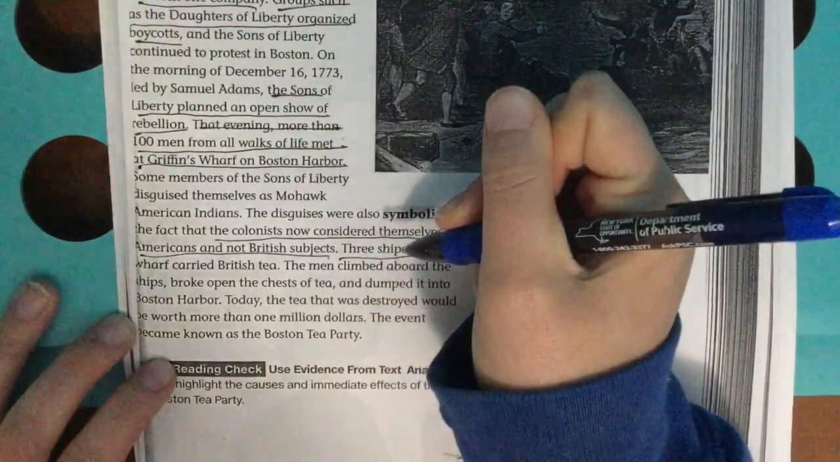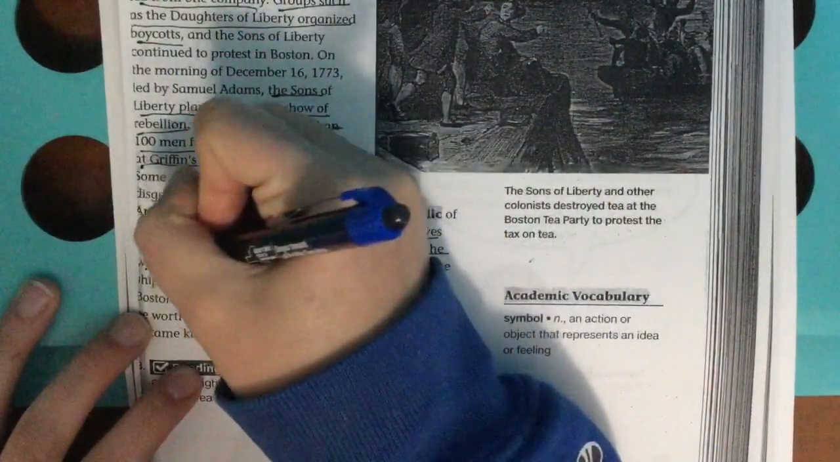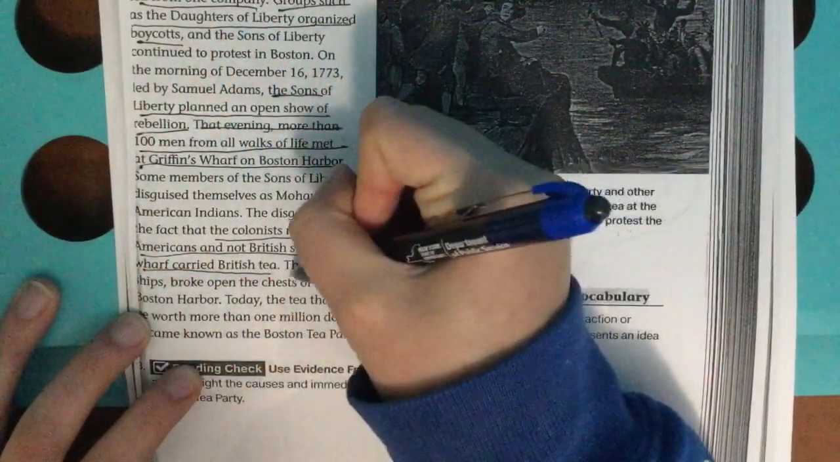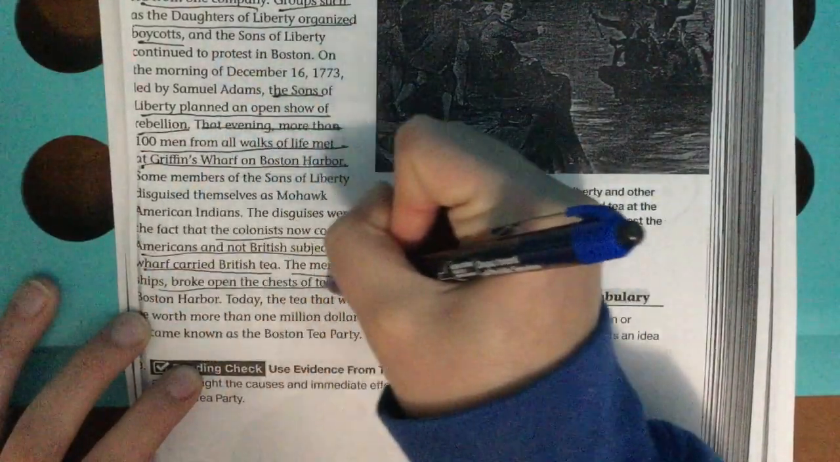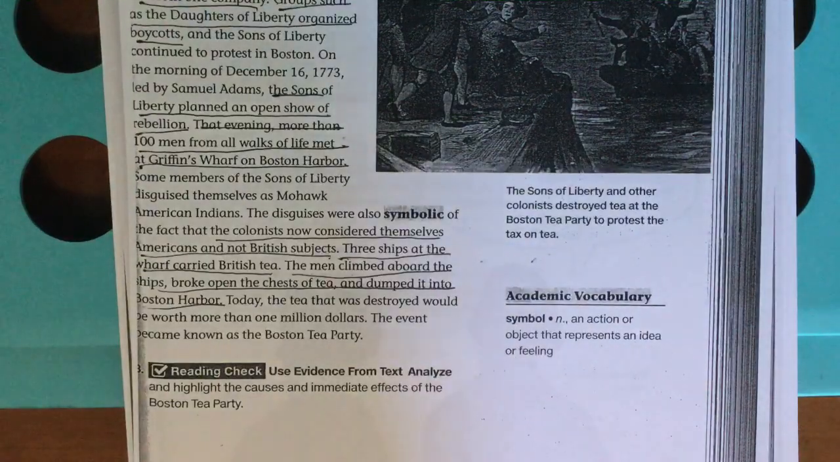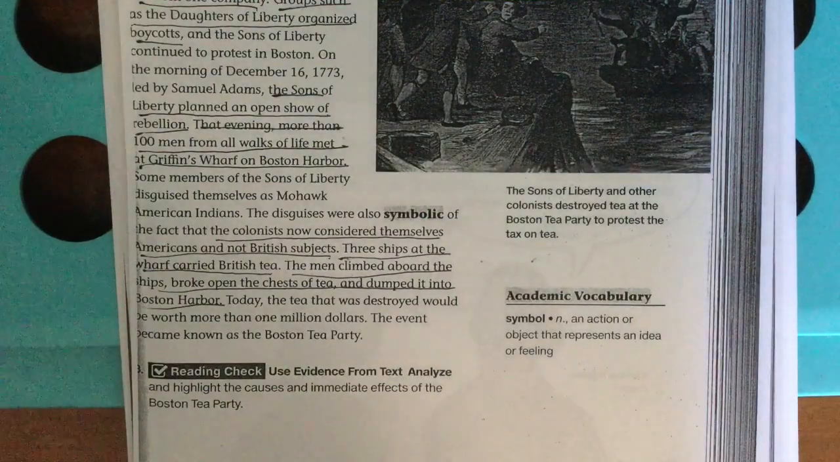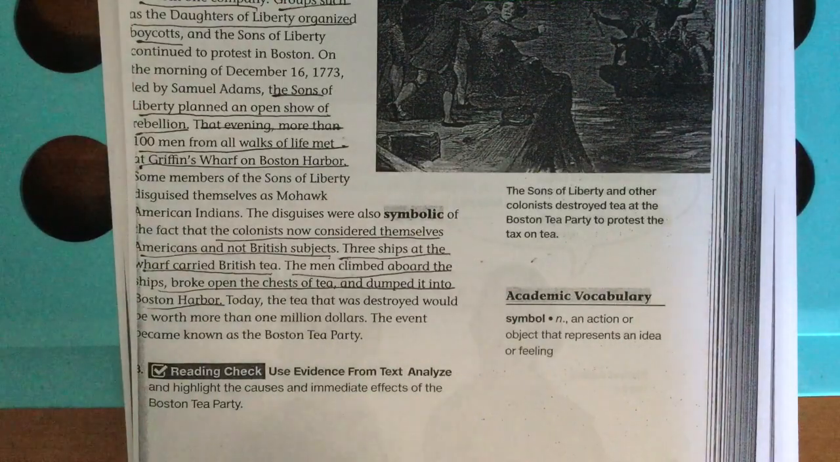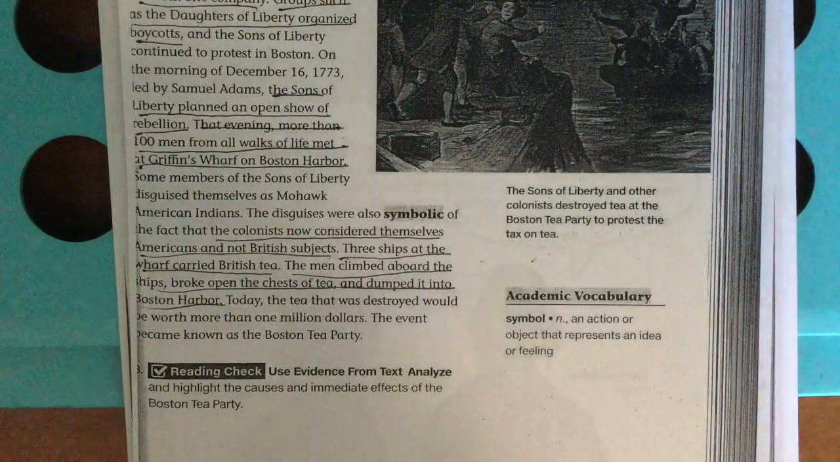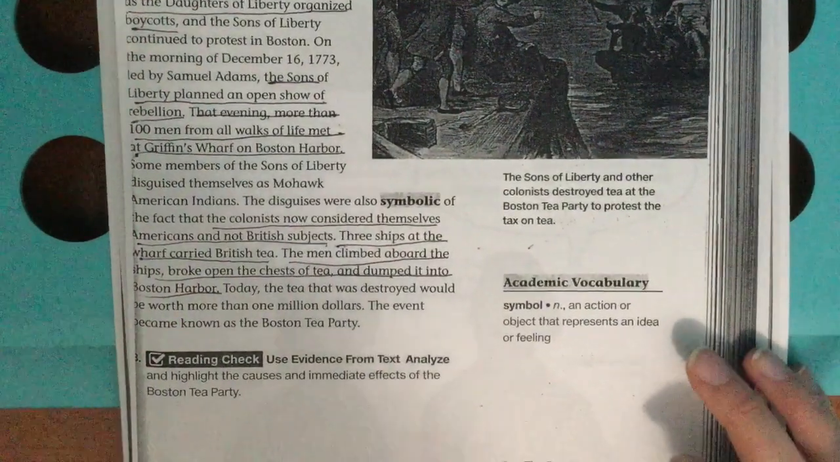So what else happened? The 3 ships at the wharf carried the British tea. So the men climbed aboard the ships, broke the chest of tea, and dumped it into the Boston Harbor. Okay, a lot going on with the Boston Tea Party. Hopefully when we come back to school, we will actually get to reenact the Boston Tea Party in class. Okay, so get ready to try some tea because we will see you guys back. Okay, all right, let's move on from the Boston Tea Party.